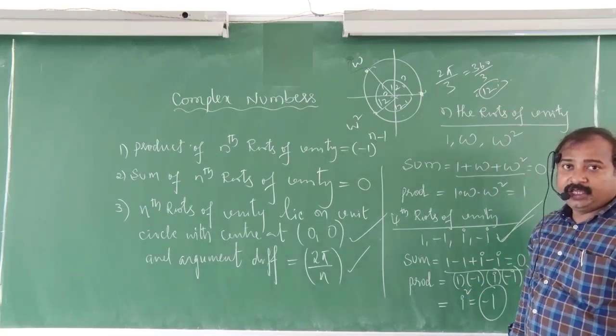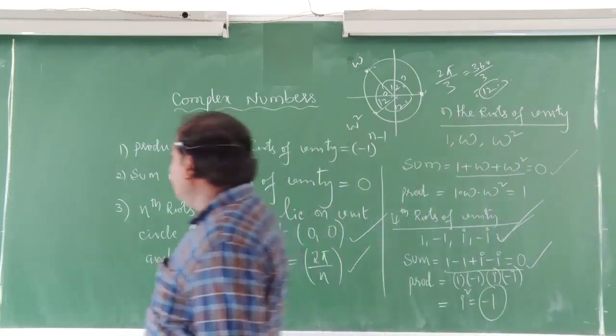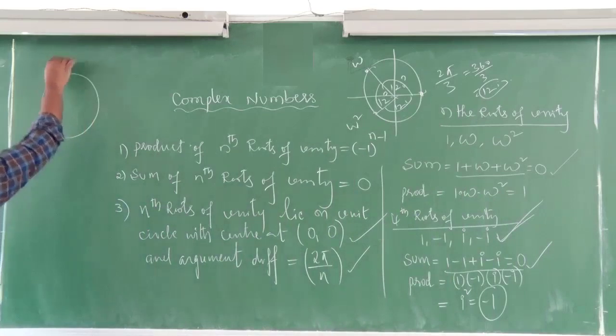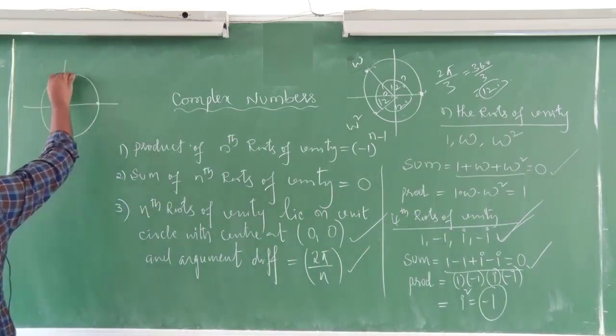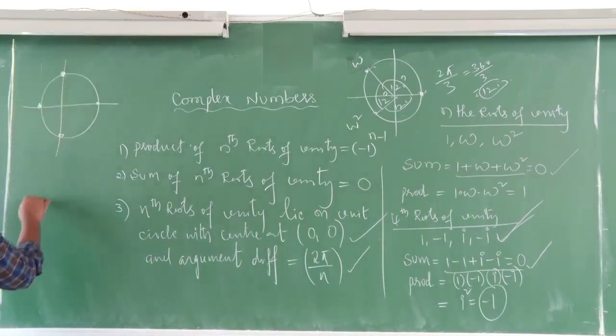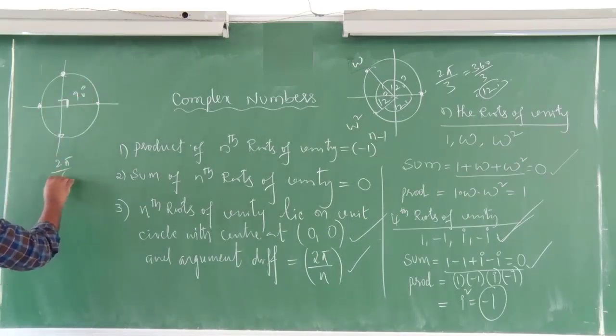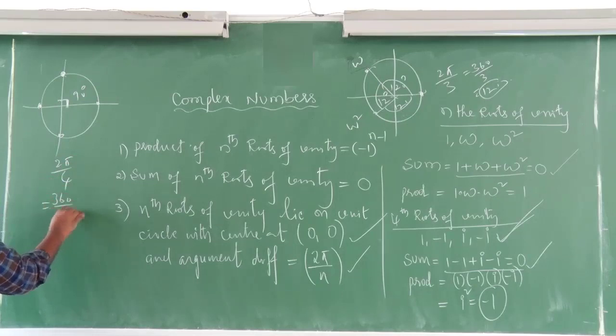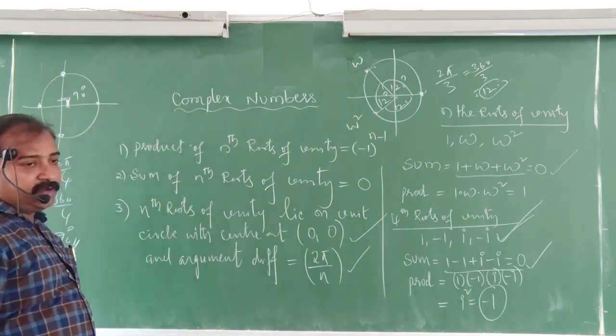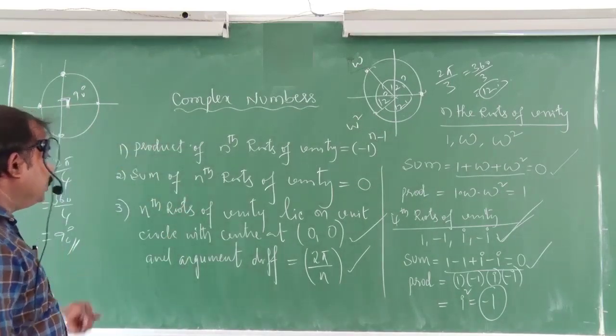Similarly, if we discuss the fourth roots of unity, how will they lie? Same here also. If you observe, this is one value, this is one value, this is one value, this is one value. The argument difference will be 90 degrees. How do you get it? 2 pi by 4, which is equal to 360 by 4, which is equal to 90 degrees. Consecutive, I am telling, like this. So these are the properties of the nth roots of unity.